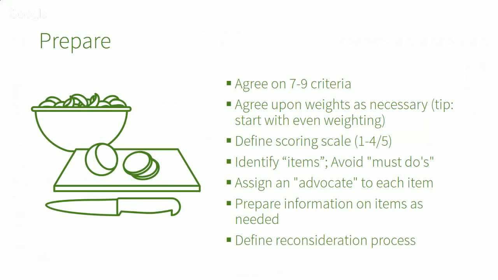So let's talk about how you would prepare. First, you need to agree on the criteria. I would try to keep it to 7 to 9. With 2 or 3, you may not get the differentiation between the items that you want. More than that, it just gets a little unwieldy. Remember, this isn't supposed to crank out a stack ranked list, but give you some input into your decision making. So 7 to 9 is a good number there.